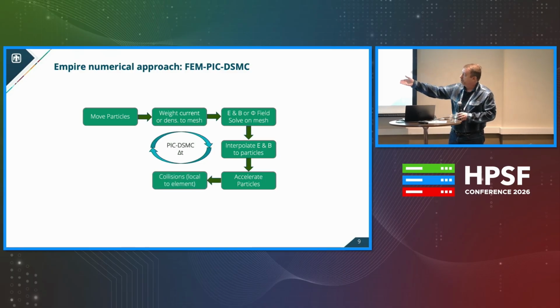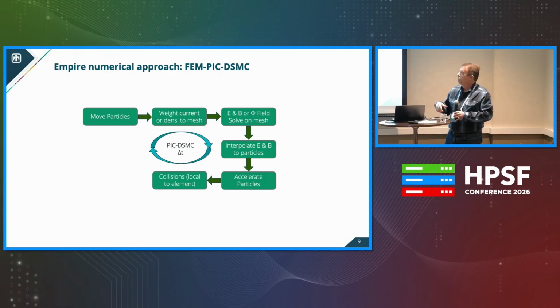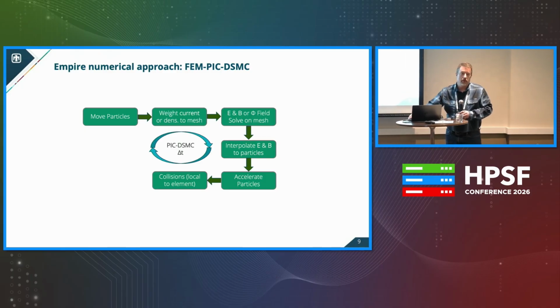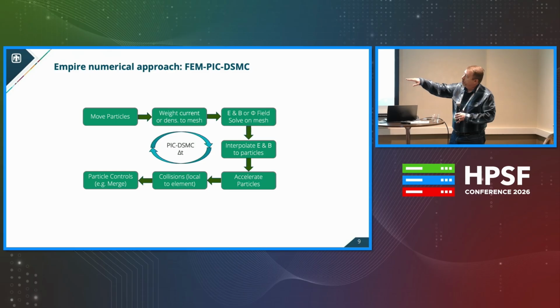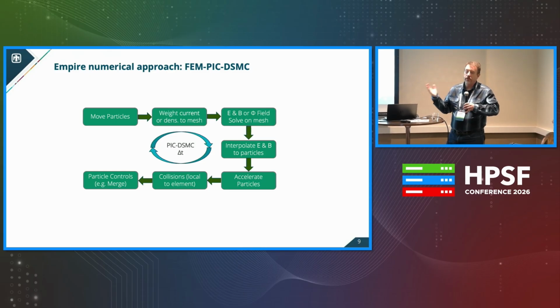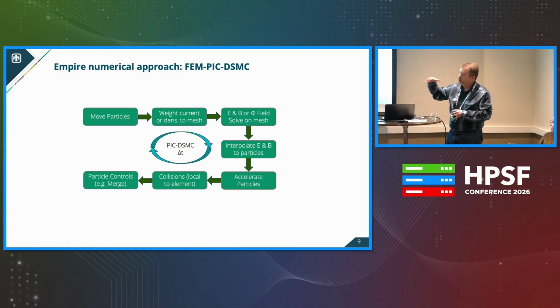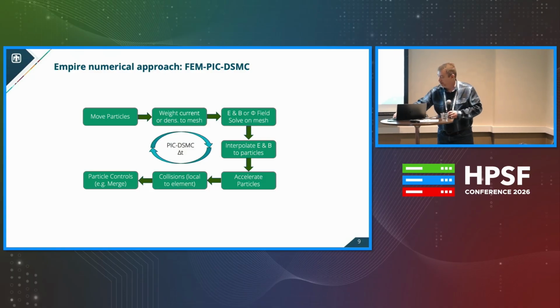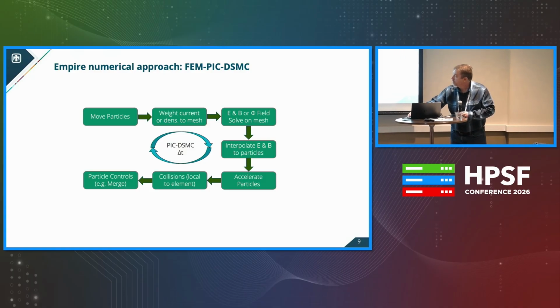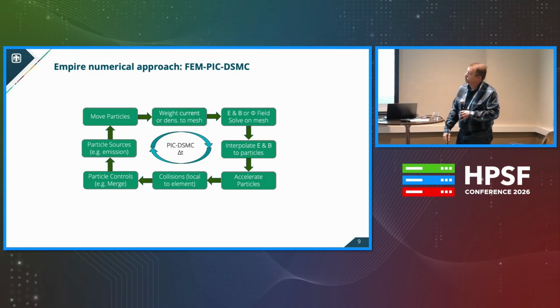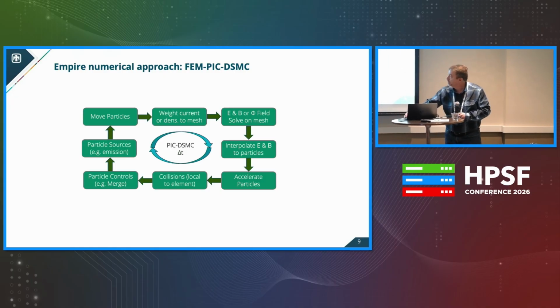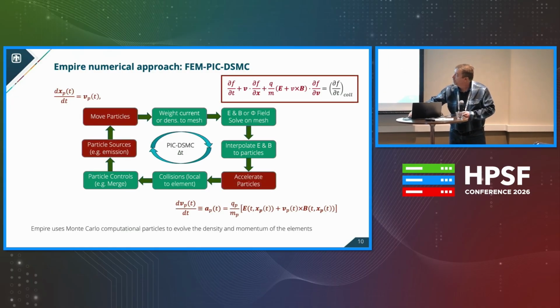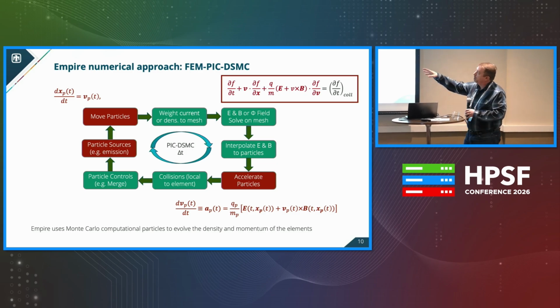Then we're going to go on to collisions, and this is local to each finite element cell. We're going to do pairwise collisions between all the particles in the cell. Then we're going to end up doing particle controls, and this is where we don't want the number of particles exploding and using up all the memory, so we run out of memory. So we're going to do what's called a merge. We're going to limit the particles per cell by combining particles. We merge particles together. And then we have to handle particle sources, so emission coming off boundary conditions or within the volume being created.